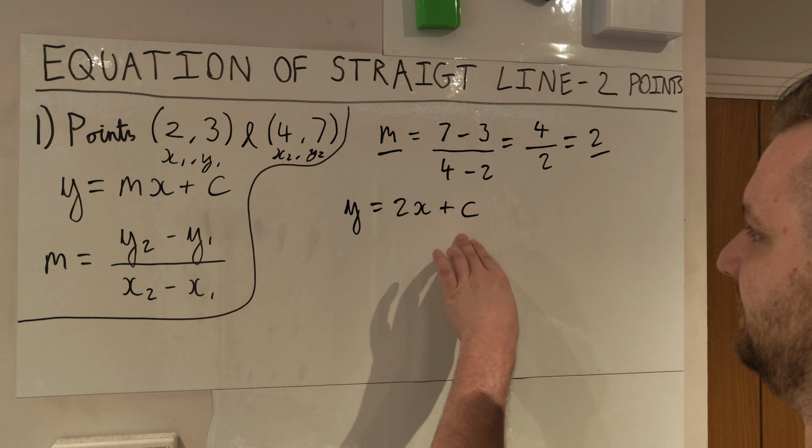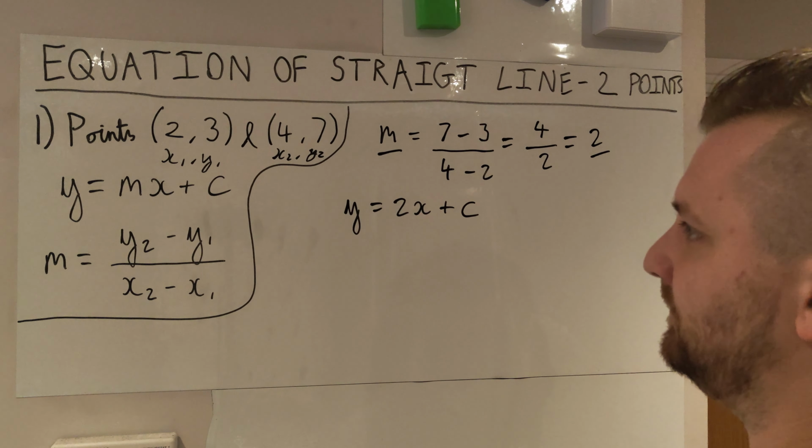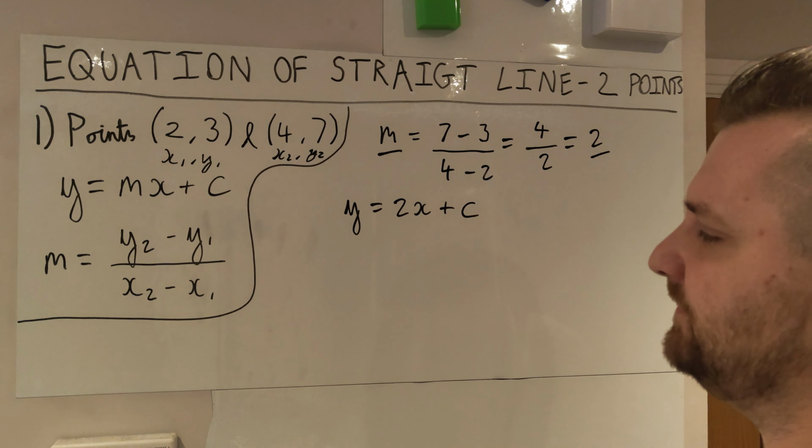Let's find this c value, and we can do that quite easily by subbing in one of our points. You should be able to do either one. I'm just going to sub in 2, 3. And remember, this is x and this is y. So 3, because it's y, is equal to 2 times 2 plus c. So 3 is equal to 4 plus c. Let's subtract 4 from both sides. So minus 1 is equal to c. Okay, so that's our answer for c.